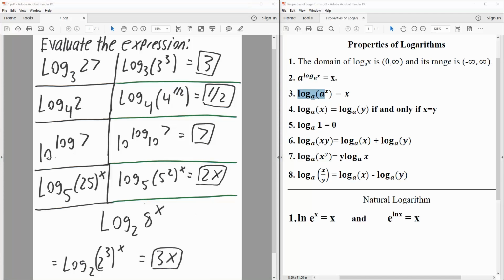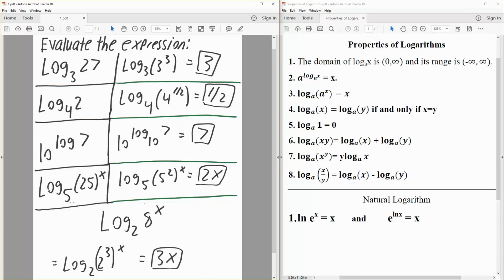The next one, we have 10 raised to the log of 7. And we know that log by itself is base 10. So we have 10 raised to the log base 10 of 7. And so this is very similar to rule number 2, a raised to the log base a of x, and so the answer would be x. So the final answer would simply be 7.